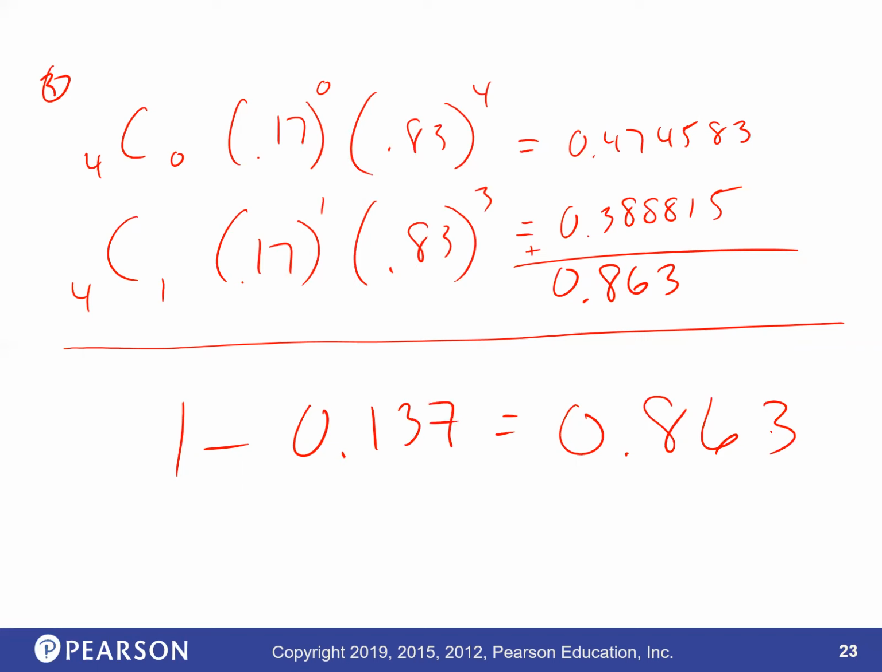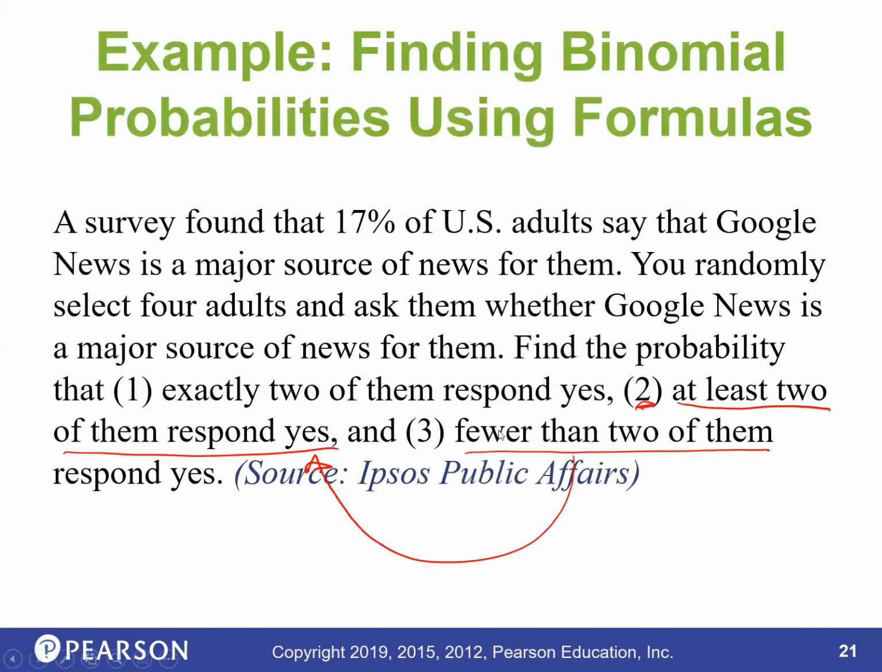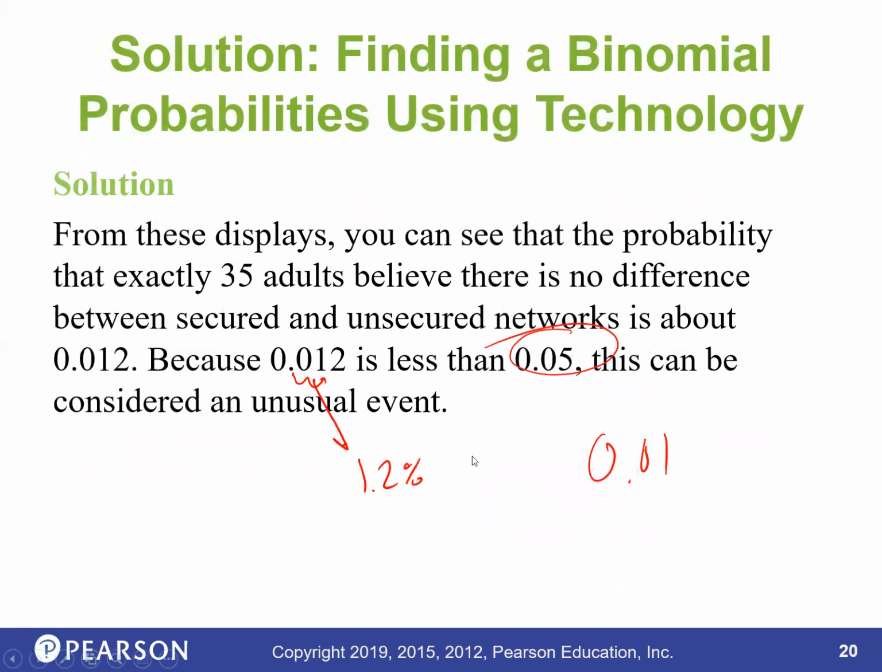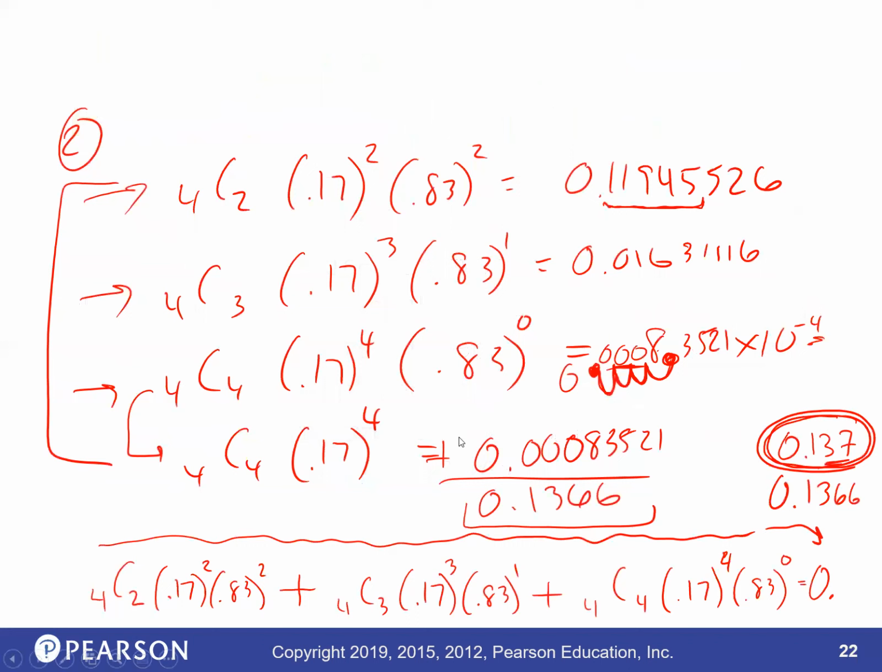Okay, next. Let the fun begin. Should we? I guess we should mention this by now. Let's go back to number one again. Find the probability that exactly two of them responded yes. That's this one here, right? No, number one was this answer right here, right?